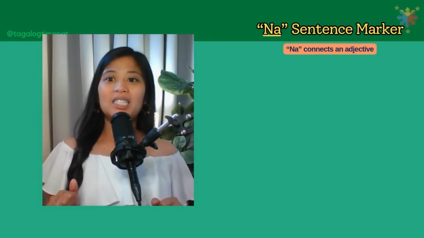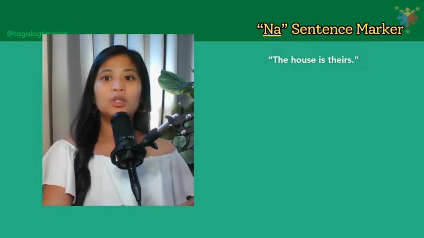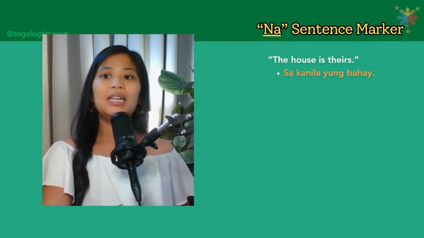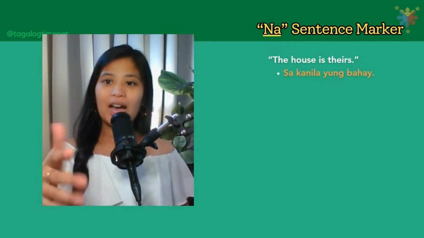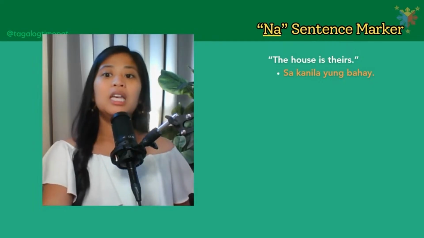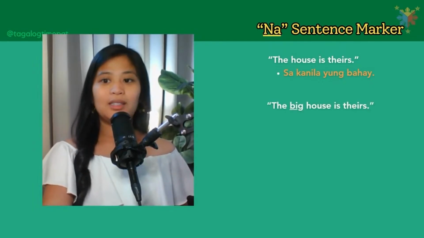Na is a sentence marker that is used to connect an adjective. So for example, the house is theirs. We learned, sa kanila yung bahay. The house is theirs. Sa kanila yung bahay. It's a very simple sentence. If you want to add an adjective, the big house is theirs. This is how you would do it.